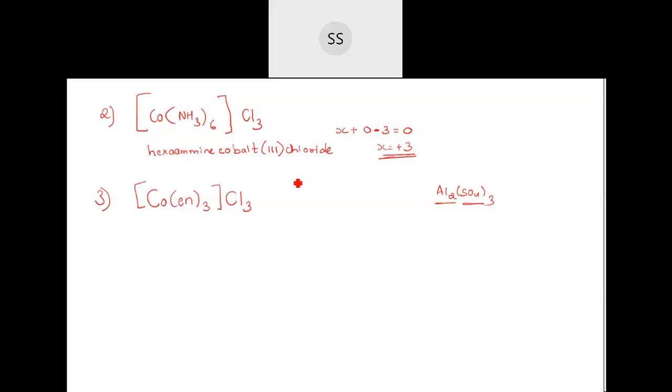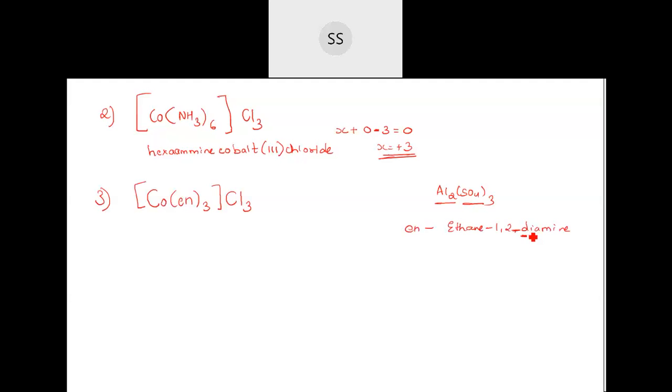Able to understand, students, how to name them? Okay, next one, the third one. Here en stands for a didentate ligand. In this case you can't use tri, because already in en the full name is ethane-1,2-diamine. So a di word is already used in the name of that particular ligand, so you are not going to make use of di here.